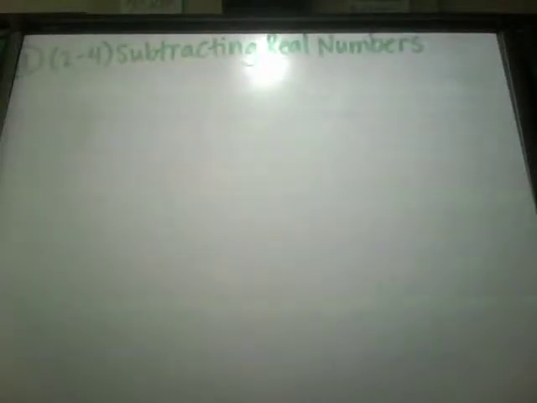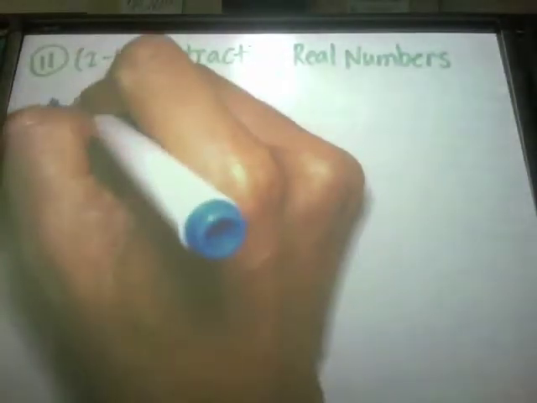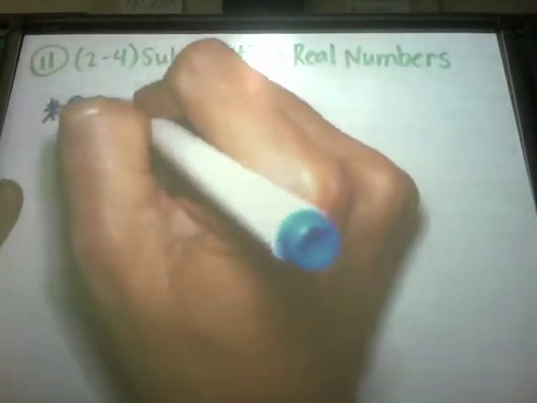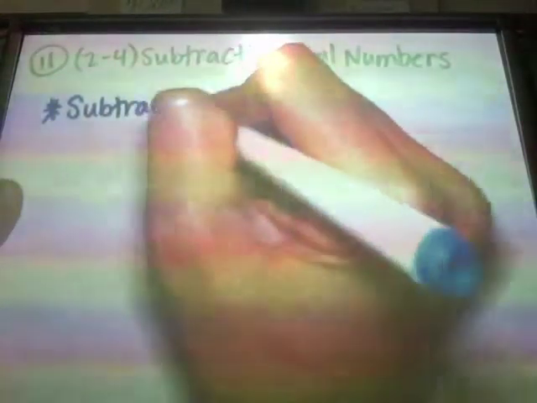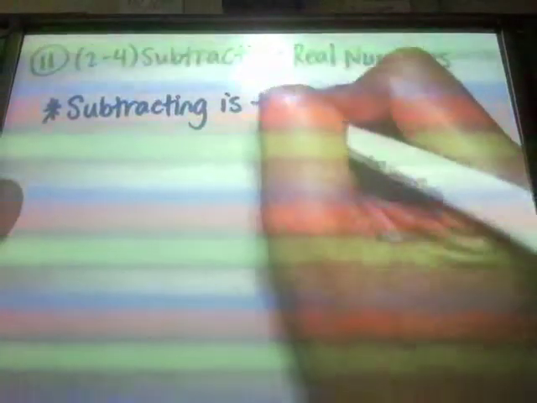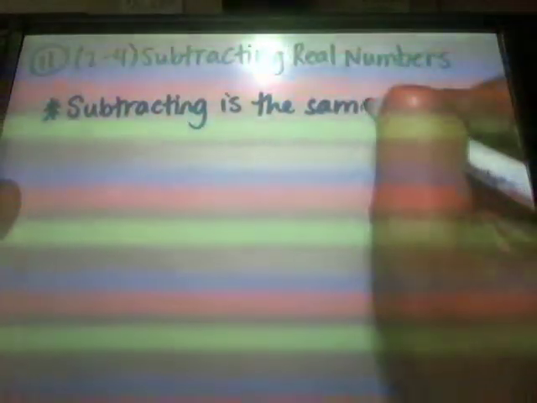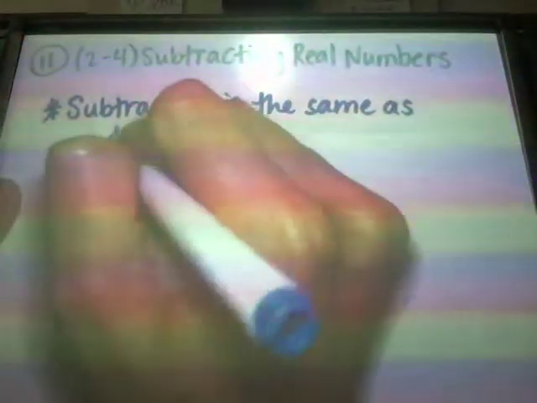The good news is, guys, this should be easy for those of you who have been with me for a couple years now with math, because this is exactly what we were doing with adding, except with subtraction. And those of you who have been here know exactly what I'm going to ask you to repeat. Subtracting is the same as adding the opposite.